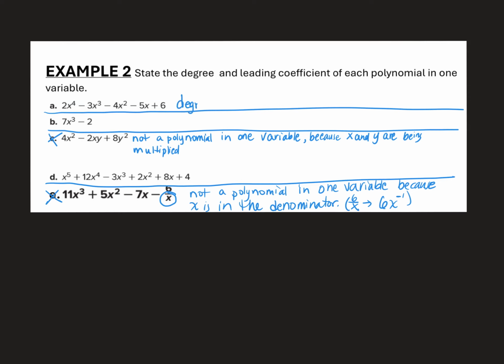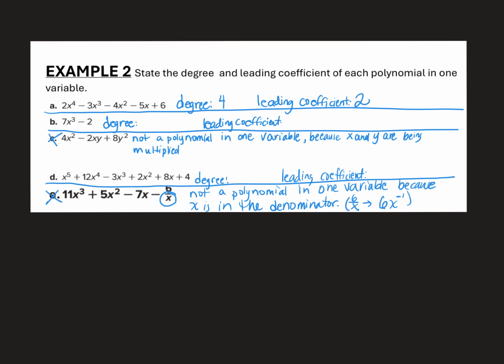So I'm going to put degree and leading coefficient. I'll do that on all of these. We have to do that for A, B, and D. Remember, your degree is the largest exponent, and your leading coefficient is the coefficient that's in the front. Okay, for letter A, the degree is 4. That's the largest exponent. And the leading coefficient is the coefficient that is with the variable with the degree. So 2 is my leading coefficient.